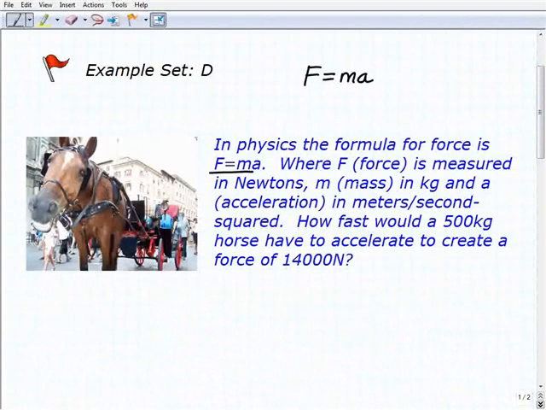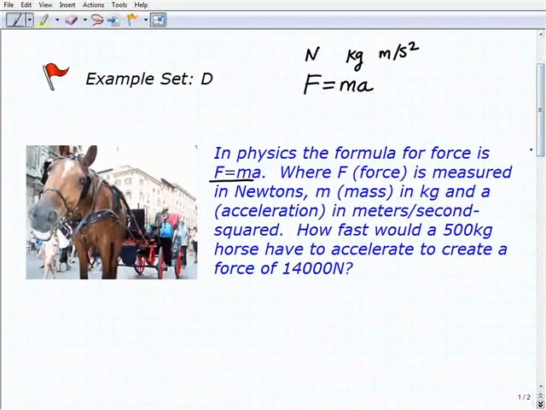And force is generally measured in newtons. Mass is generally measured in kilograms, and then acceleration is generally measured in meters per second squared. And the reason why I say generally is because there are other units, but these are the ones we're going to stick with in this particular problem.